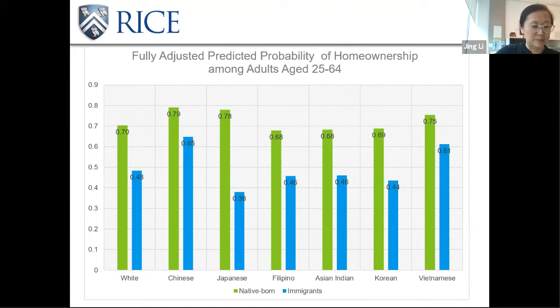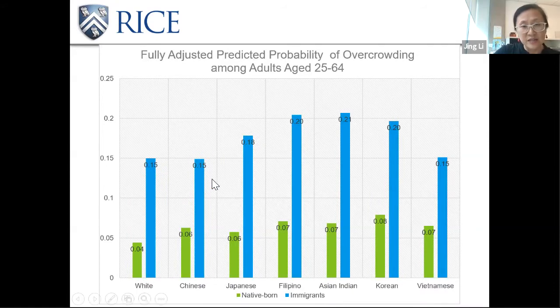Second, the nativity gap is overwhelmingly large in the case of Japanese. Third, Filipinos, Asian Indians, and Koreans have substantially large nativity gaps too, and their probabilities of owning a home are lower than whites, regardless of nativity status after controlling for all those variables. And here are the adjusted predicted probabilities of overcrowding.